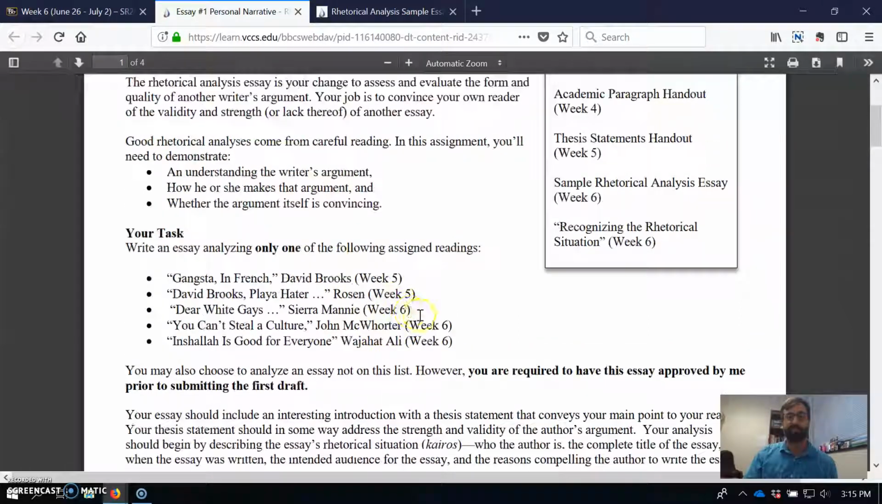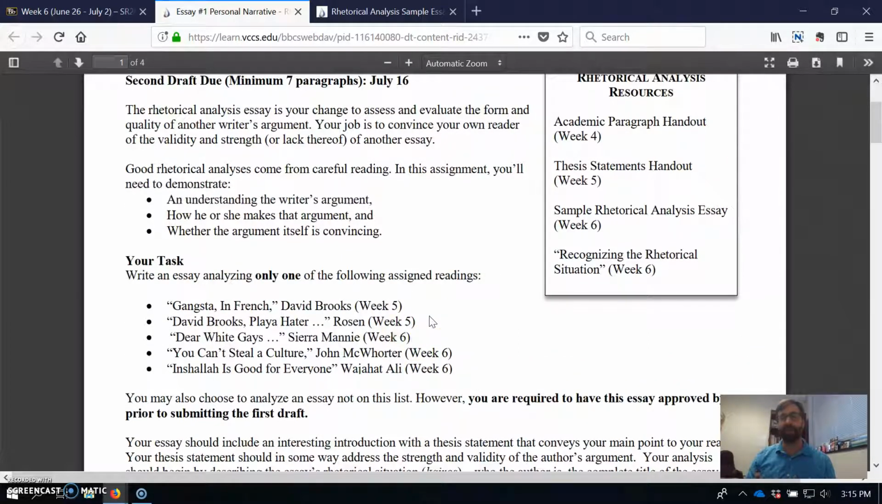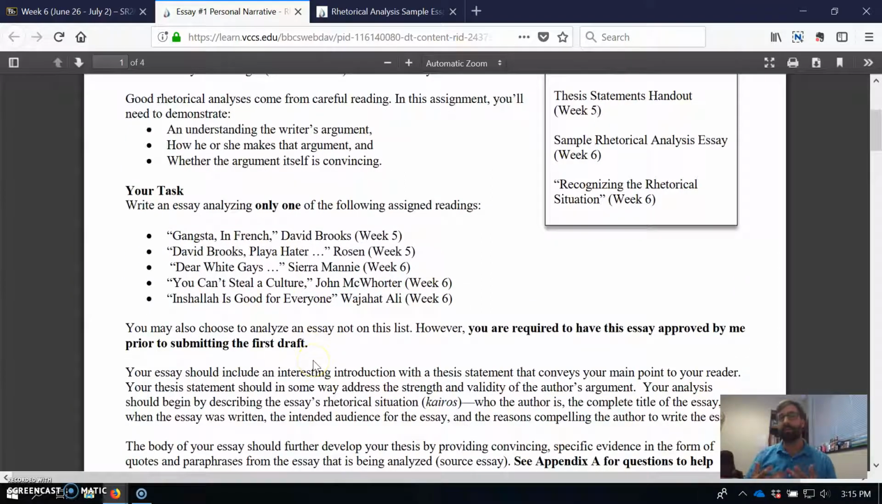And so really your job with a rhetorical analysis is to evaluate the quality of an argument. So you're supposed to choose one of these essays, so just one, and basically make your own argument about whether the argument in the essay, whether you choose David Brooks's essay, Rosen's essay, Manny's essay, McWhorter's essay, or Ollie's essay, whether their essay works or not with their intended audience.